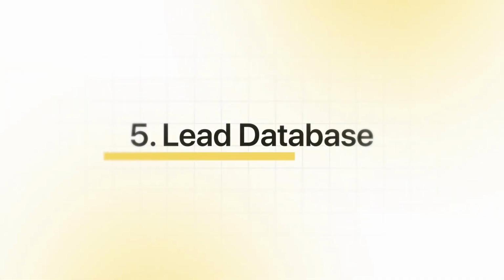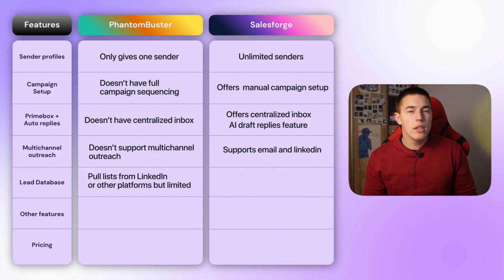PhantomBuster is mainly a scraping tool. It can pull lists from LinkedIn or other platforms, but it stops there. You still need another tool to manage outreach. With Salesforge, you can use LeadsForce. It uses AI to help you find lookalike leads, competitors' followers, or your ideal customer by using AI search. And then you can immediately start outreach.